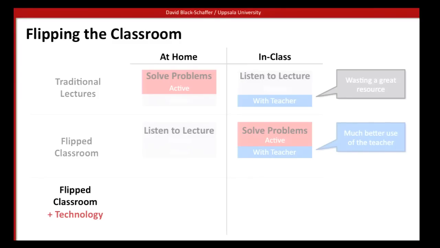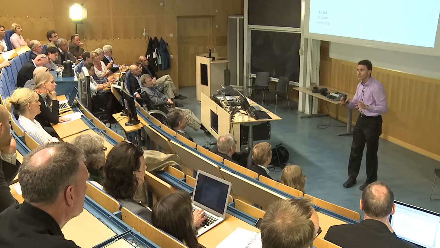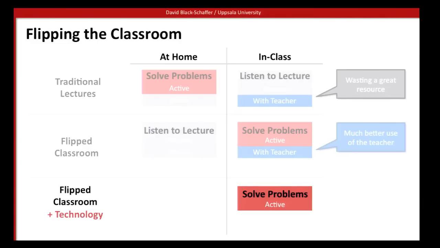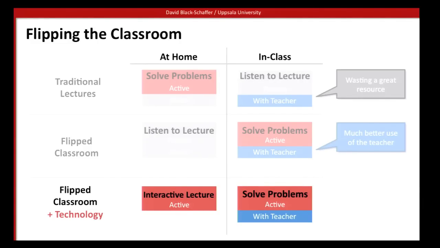What I'm interested in doing here is throwing technology into this. Can I use the sort of stuff that MOOCs have? And MOOCs do this stuff just online, but I want to do this to benefit my classroom to make this picture better. So I'm still going to have solving problems and being active in class with the teacher, but now we're going to have interactive lectures. So I'm going to take these passive lectures that students were doing before at home, and I'm going to make them active using that sort of technology. They're still doing it alone, but at least now it's active learning.